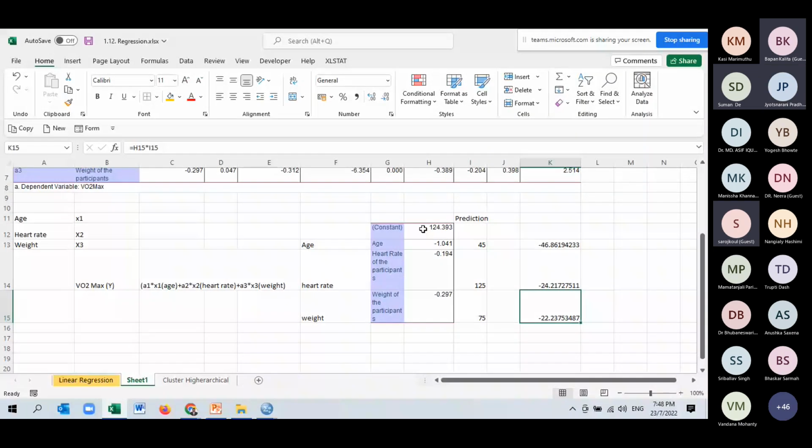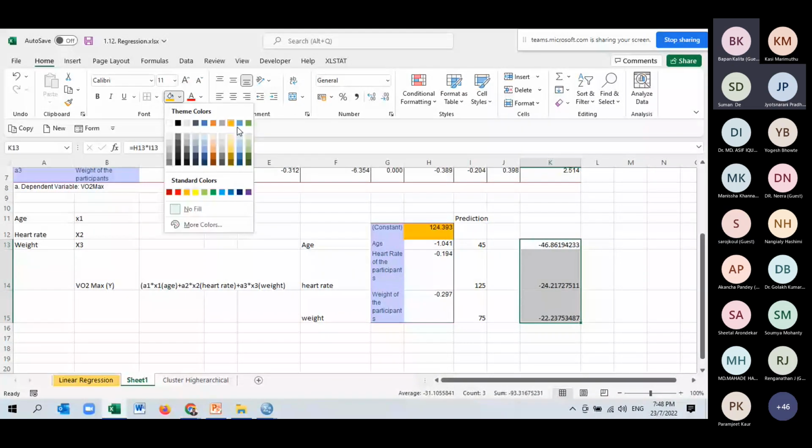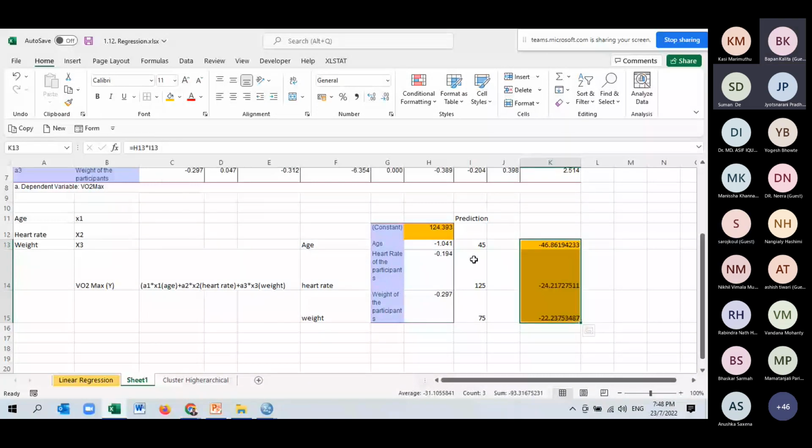Sir, these predictions are the assumed values only, 45, 125, and 75. Yes, assumed values. This is actually for someone unknown. We do not know the VO2 max, but we know his age, his heart rate, his weight. But using this equation, we can anticipate, we can predict the dependent variable.